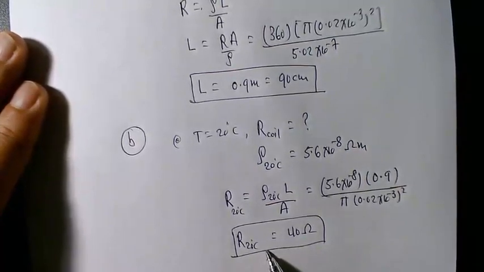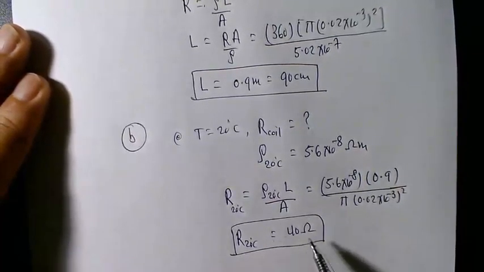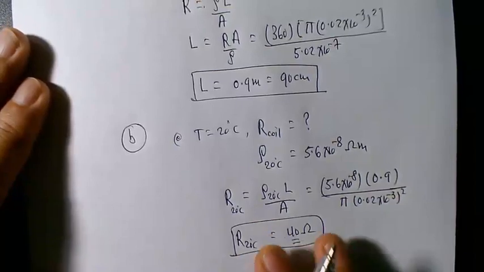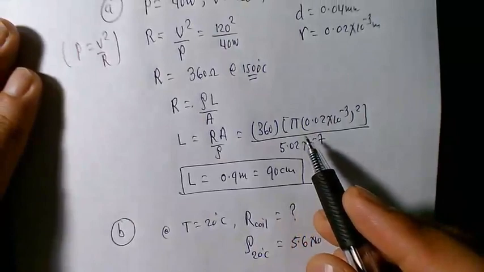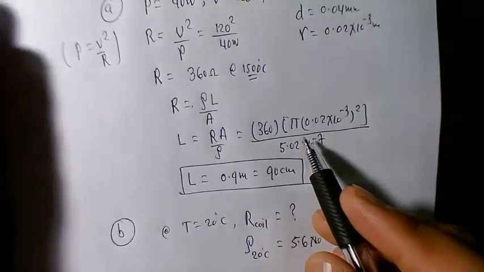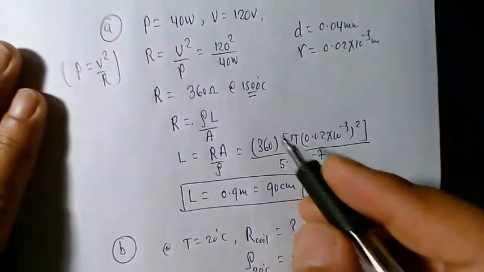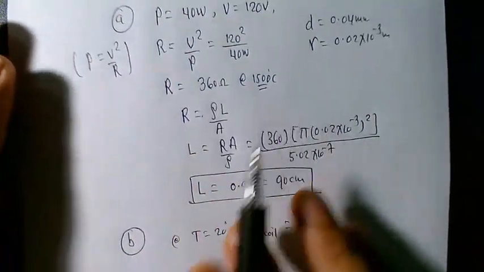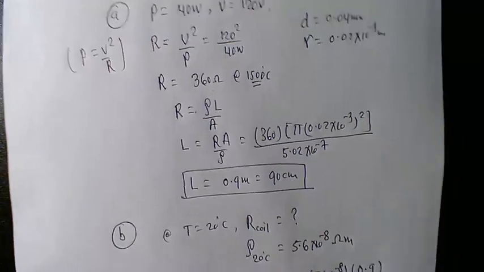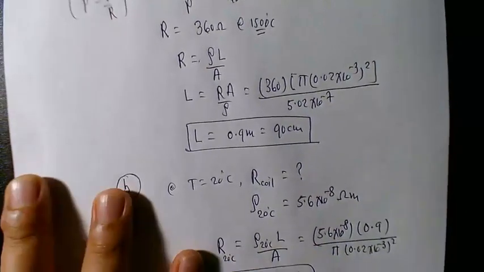So this is at 20 degrees. You can clearly see at 20 degrees its resistance is only 40 ohms. If you heat it up to 1500 degrees Celsius when it is operating and the bulb is lighting, its resistance is 360 ohms, right? And it makes sense because the resistance increases with increase in temperature, right?